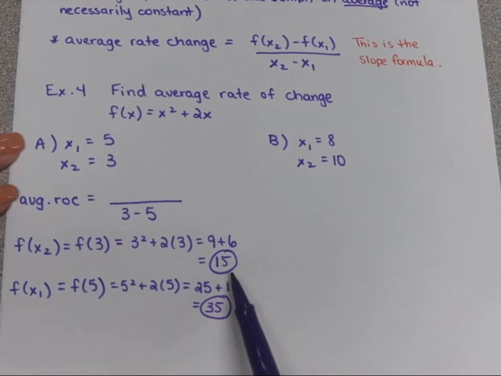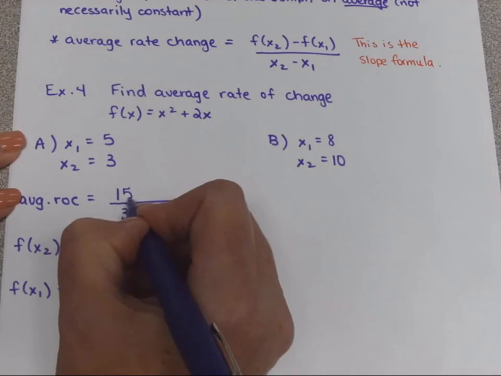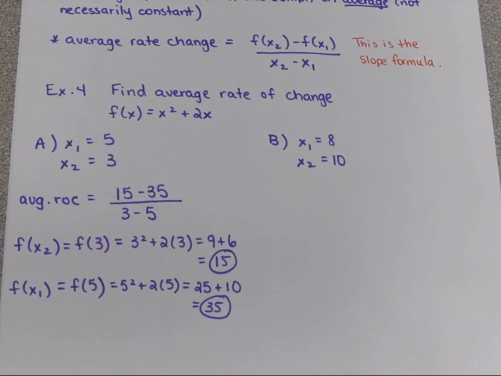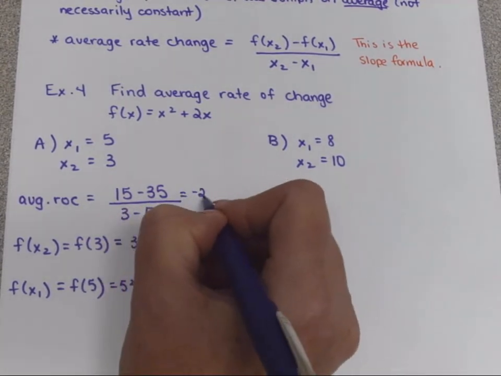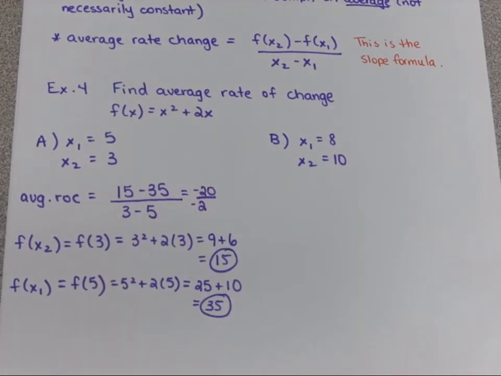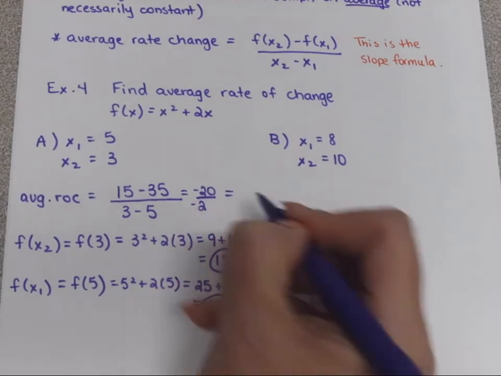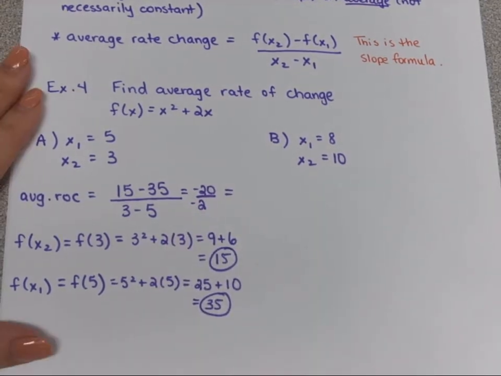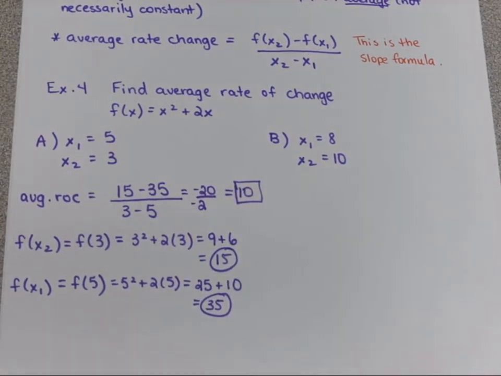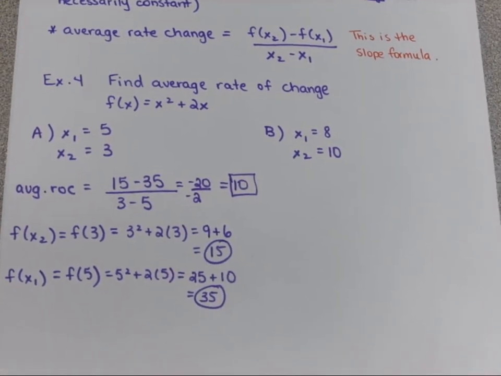So notice, make sure you list the x2 one first. So what's going to go here are these values. And then we just figure out what this simplifies into. So 15 take away 35 is negative 20. And 3 minus 5 is negative 2. Okay, so what does that reduce to? What is negative 20 over negative 2? 10. Okay, so we're going to come back and explain that answer in a minute, but let's compare it to the one that we get for part B. Okay, so our average rate of change for those x values is 10.